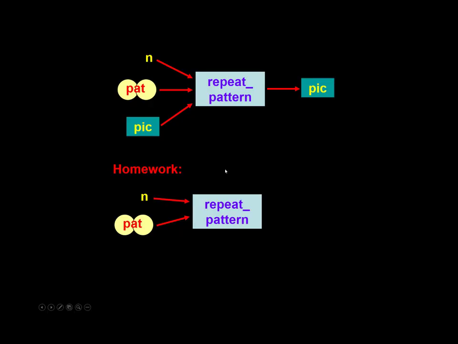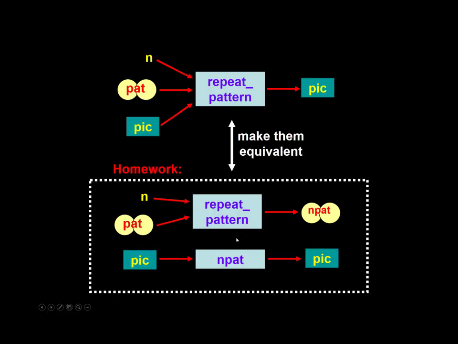Here's a homework that you can try. Instead of taking 3 parameters, you have only 2. Exclude the picture, repeat pattern to give you n pattern, which is a function instead of a picture. And then when you have this n pattern as a function, taking in the picture, it produces a picture that is the same as this. And the two are supposed to be equivalent.